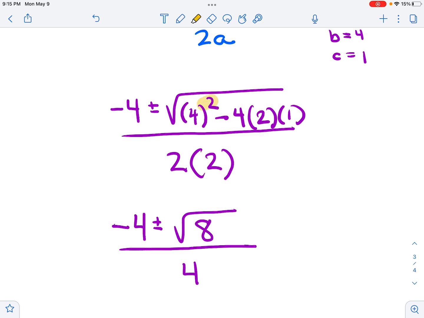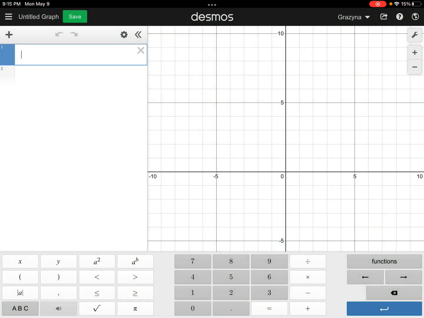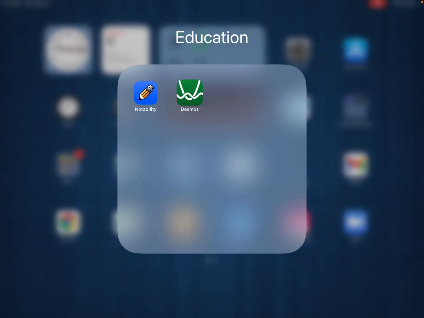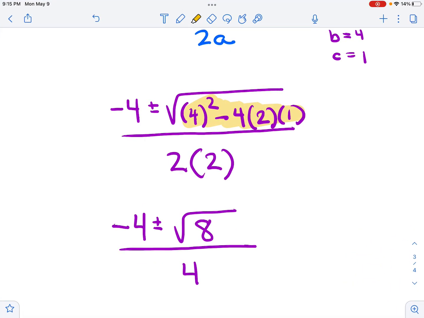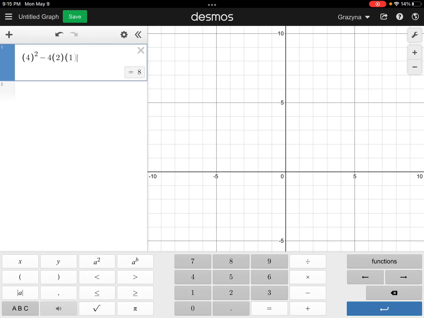And if that gets confusing, you can type that whole phrase into Desmos just as is. So parentheses 4 squared minus 4 times 2 times 1, and see, it equals 8, and that's the number I'm going to write underneath the square root sign here. Just make sure that when you're typing into Desmos or your calculator that you're not using a giant square root symbol. You don't want that whole phrase.